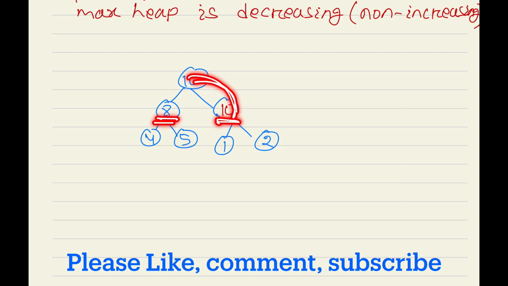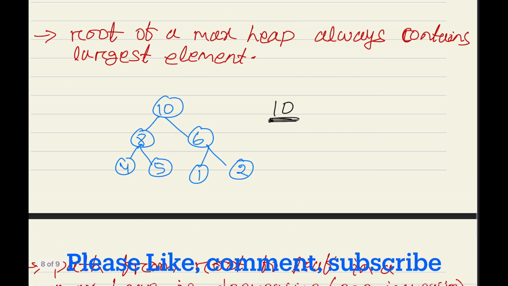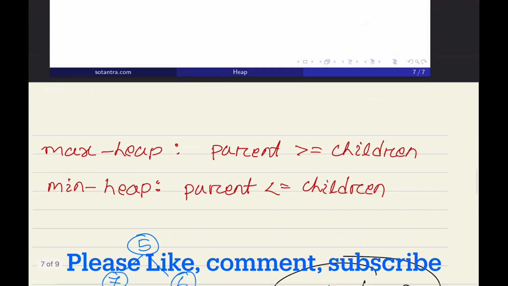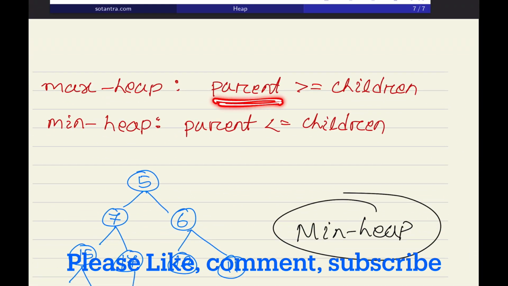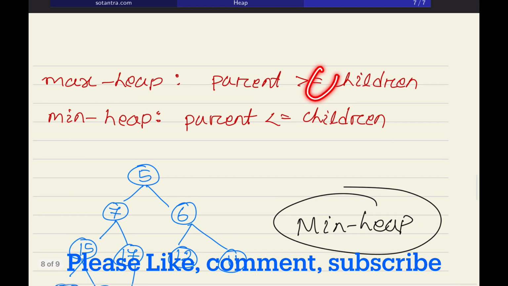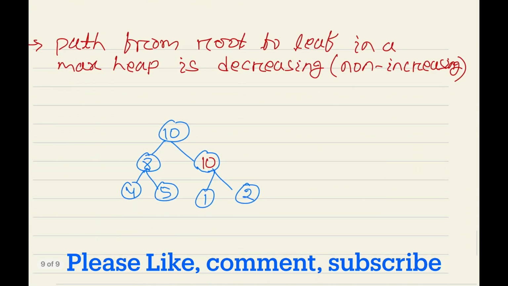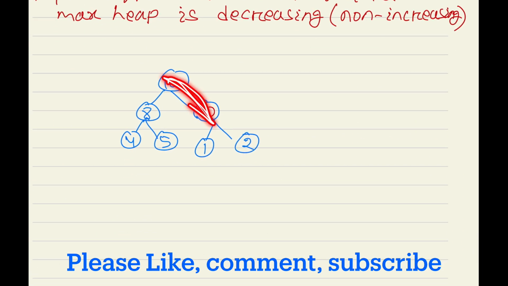So here the same values 10, 10 are there, then it is also a heap, no issues, because the condition is parent value greater than or equal to children. So equal is allowed, and it is also a max heap. If we consider this path 10, 10, 2, it is a non-increasing path.